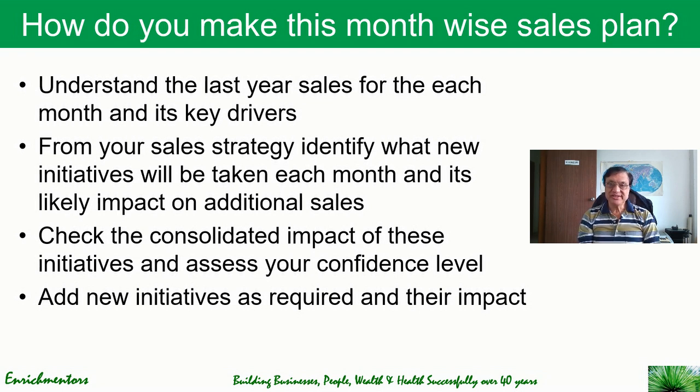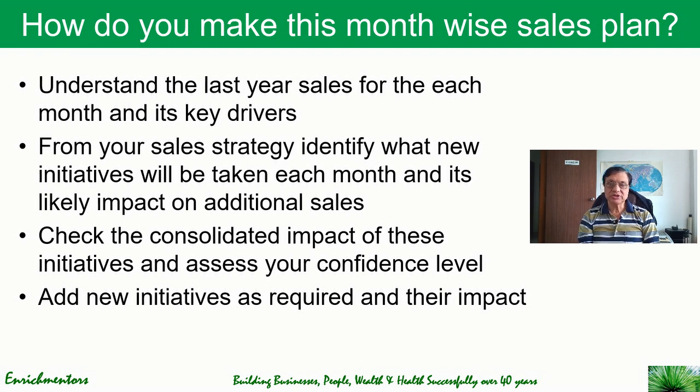So then from your sales strategy, you need to identify those NI1 to NI10, or 12, that you can do in each month, and their likely impact in terms of additional sales in that particular month you can get. And it's a judgment call. Past history, past work, the consultation with your superiors, with your colleagues, with your team helps. And that's what you would do here. But it's entirely a judgment thing.